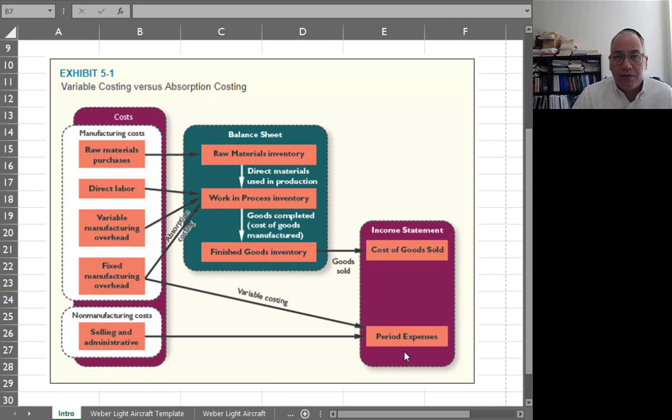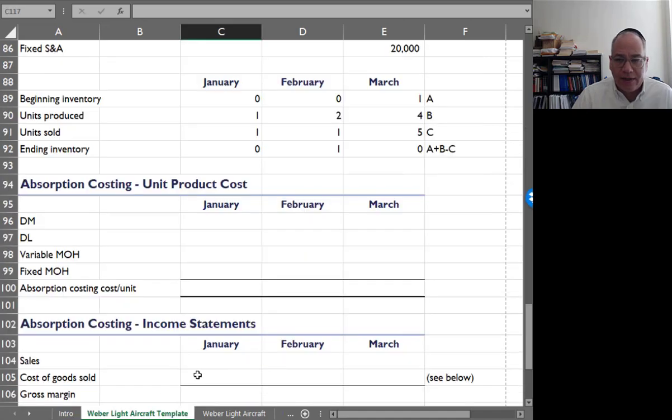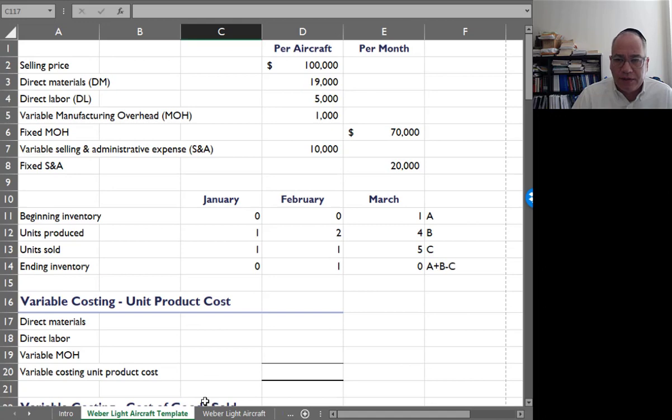And this makes it much easier to work with the numbers and to predict what's going to happen in the future. So now let's go to the Weber Light Aircraft template. The problem is that I have a selling price of $100,000 per aircraft, direct materials of $19,000 per aircraft, direct labor of $5,000 per aircraft, and variable manufacturing overhead of $1,000 per aircraft. I also have fixed overhead, and I'm using the abbreviation MOH, manufacturing overhead, of $70,000 a month. And I have variable selling and administrative of $10,000 per aircraft, and fixed selling and administrative of $20,000.